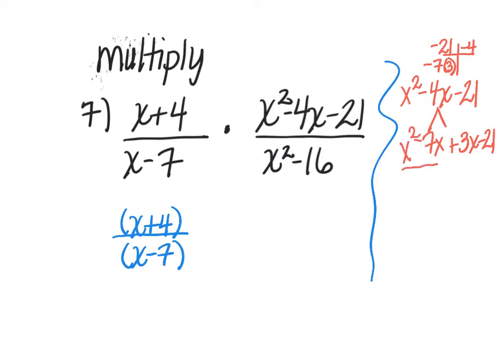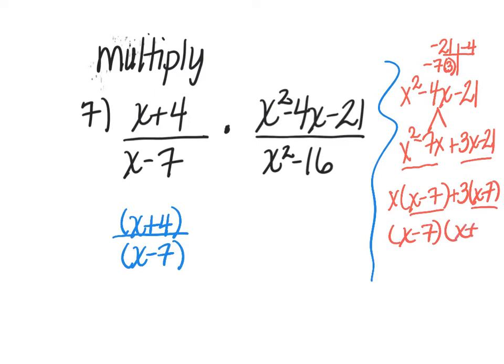All right, I'll do my groups. In the first group, I'll pull out an x. That leaves me with x minus 7. Bring down the plus. In the second group, I have a 3. That leaves me with x minus 7. The x minus 7's match, so I've got x minus 7 times x plus 3. So now I've factored the second numerator. It's x minus 7 times x plus 3.